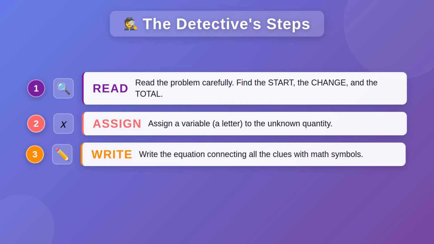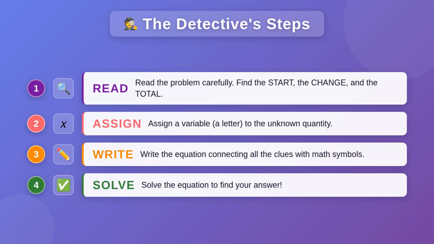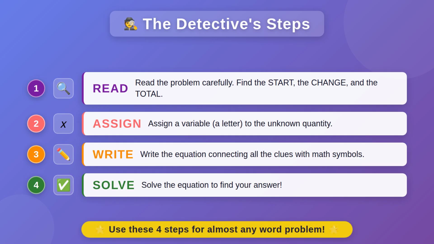Let's review them. First, read the problem carefully and identify your three clues: the start, the change, and the total. Second, assign a variable, a letter, to the thing you don't know. Third, write the equation that connects all those clues together using math symbols. And finally, solve the equation to find your answer. You can use these 4 steps to solve almost any word problem.